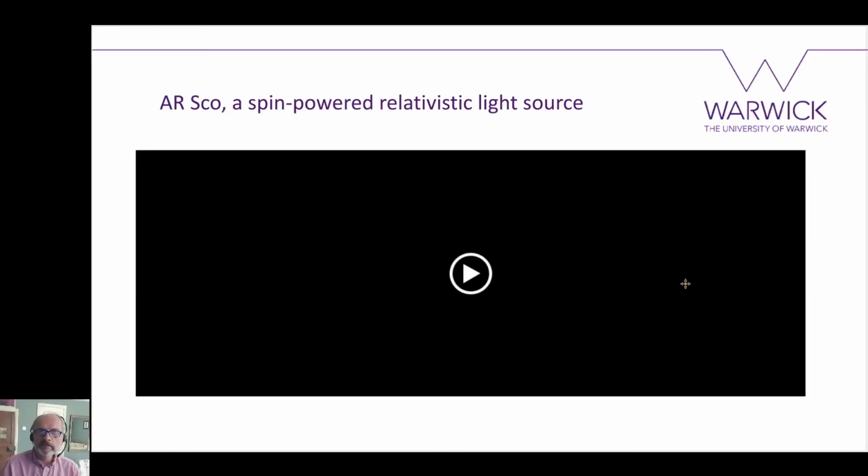Okay, so the final case study I have is going back to the very first object that I talked about, AR-SCO it's called. So it's got one of these name type objects, names rather than numbers. And let me show you again that light curve that I showed at the start.